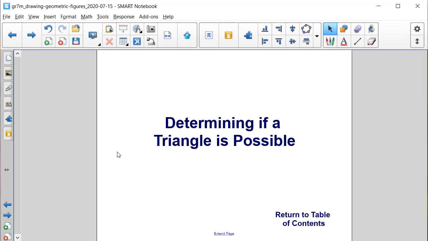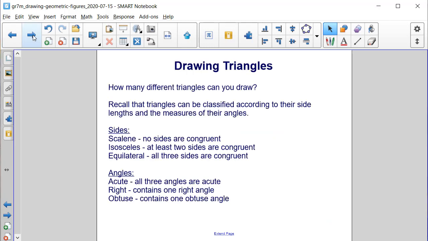Determining if a triangle is possible. How many different triangles can you draw? Well, recall that triangles can be classified according to their side lengths and the measures of their angles. So in classifying a triangle by its sides, you have a scalene triangle where no sides are congruent. So this would be a scalene triangle.